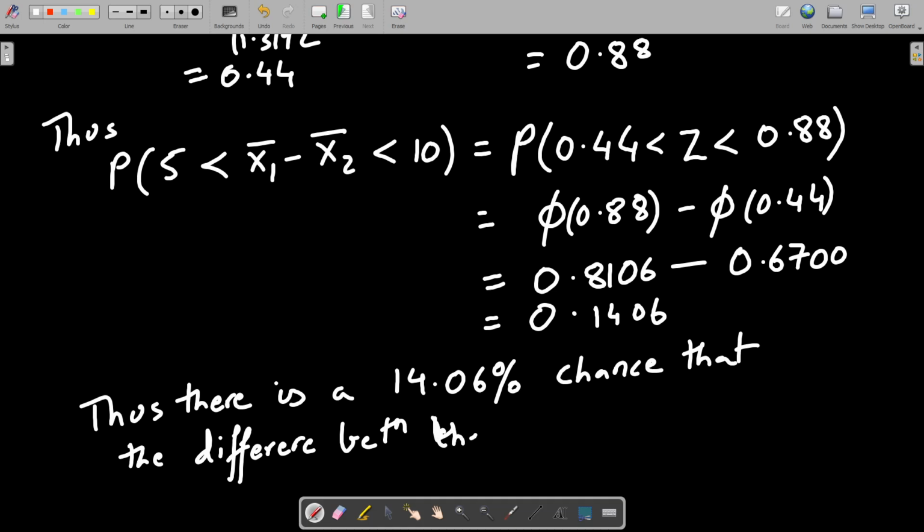Difference between the means differ. Difference, spelling mistake.